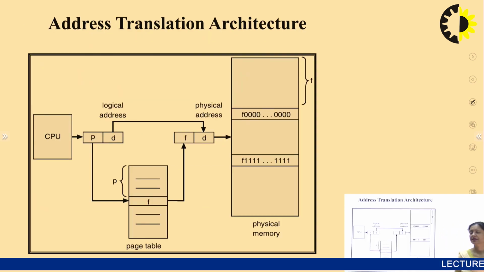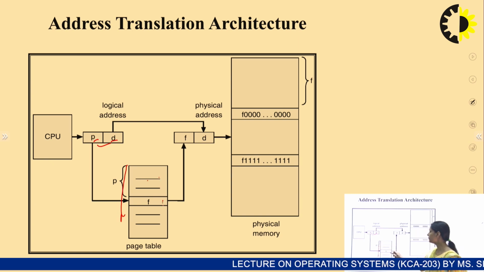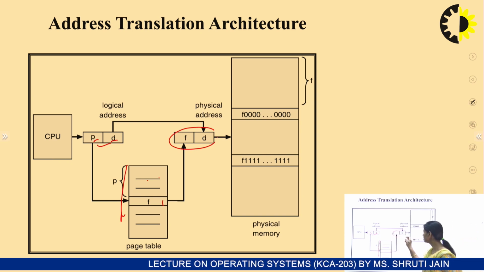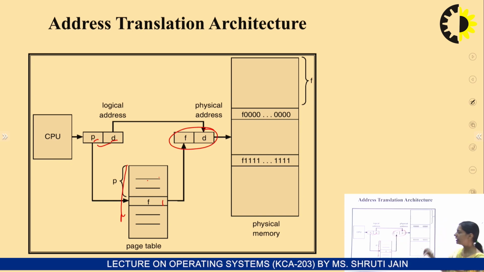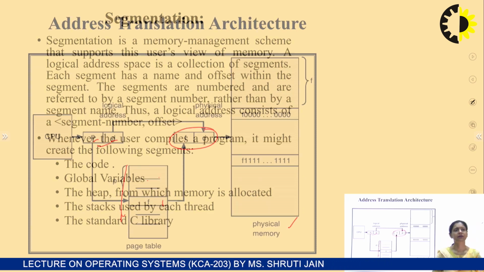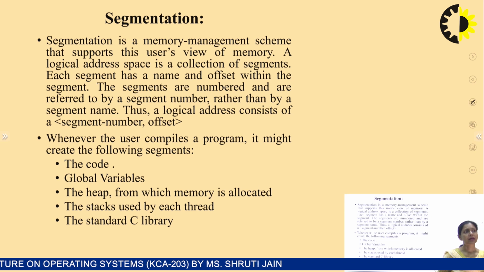So this is the address translation, where we have the CPU and the logical address, which has a page number and the page offset. We have the page table maintained, where the page numbers are there and the corresponding frame numbers are lying over here. Through this physical address, in the physical memory we can identify that page at a particular frame. Coming to segmentation, it is a memory management scheme that supports the user view of memory.